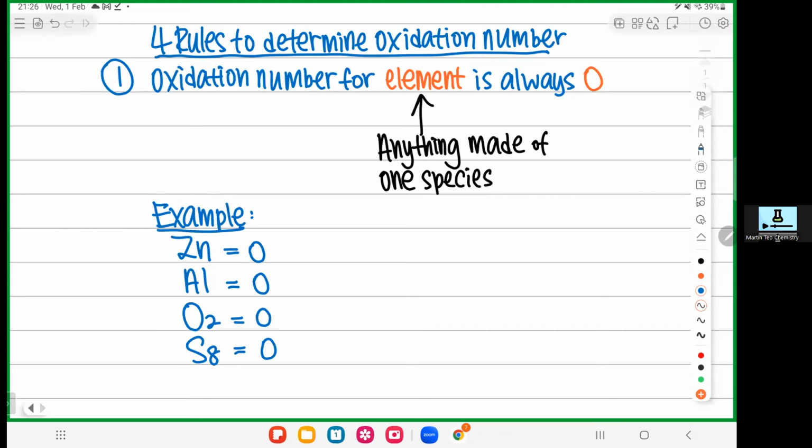So you all must know what is element: anything that is made of one species only. So guys, carbon dioxide, is it an element? Yes or no? No, because you got carbon, you got oxygen, you have 2 elements. You have 2 species. So you are not element. Element must have only one species. So if you have element, the oxidation number will automatically become 0.